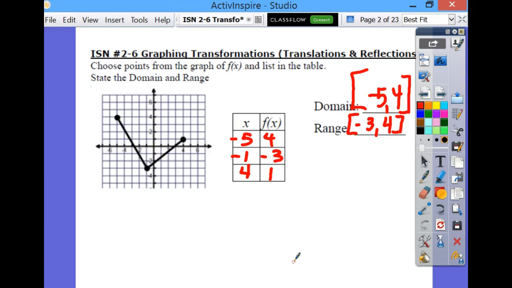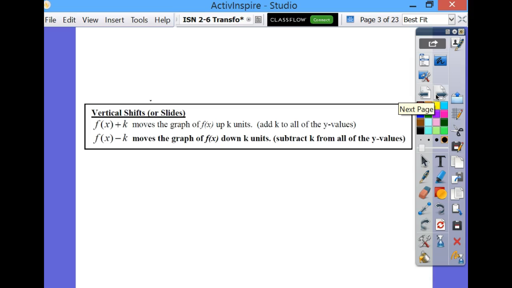So this is the very first graph on your paper. We're going to take this graph and we're going to transform it. And we're going to start with translations. And so we're going to take this graph and we are going to start off with a vertical transformation.